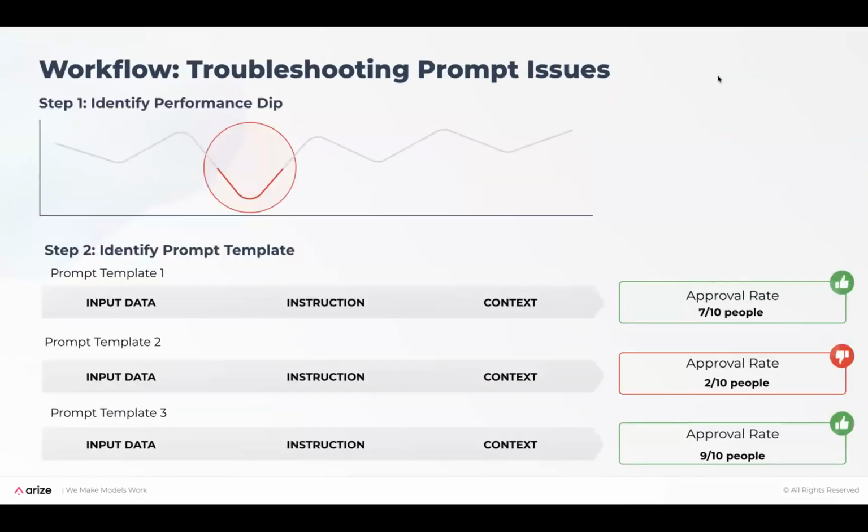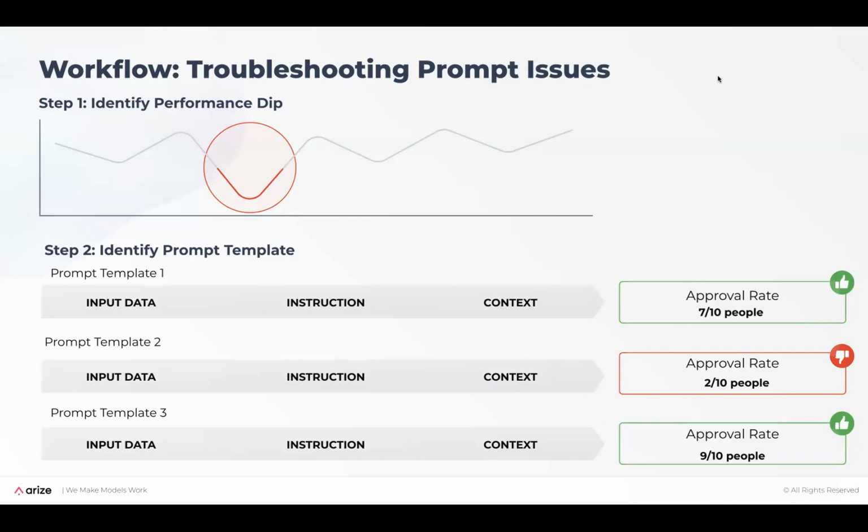So say we've ingested our prompts into Arise. We have our responses as well. So we have user feedback. And looking at this visualization here, this would be like a time series of our performance over time. And you can see there's a huge dip in performance. And what we're able to do is actually drill into that point in time and take a look at our prompts and really easily see which ones are doing well and which ones are not.